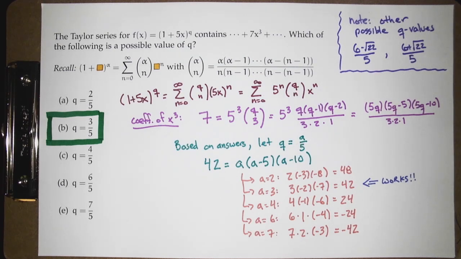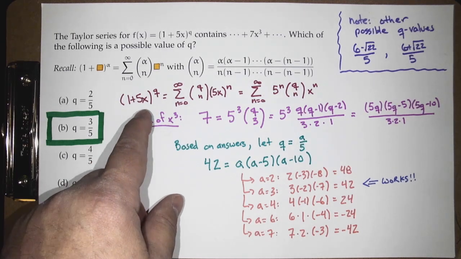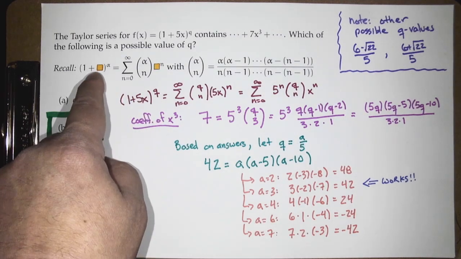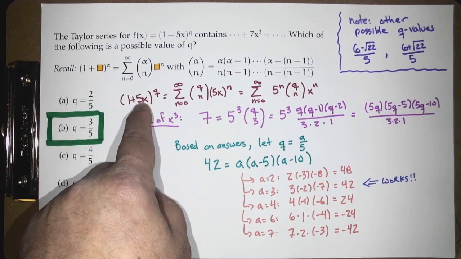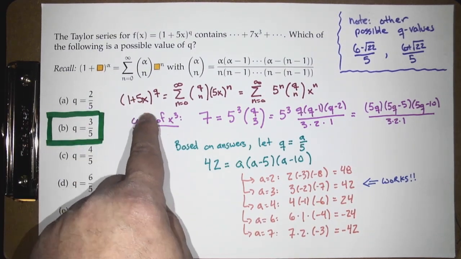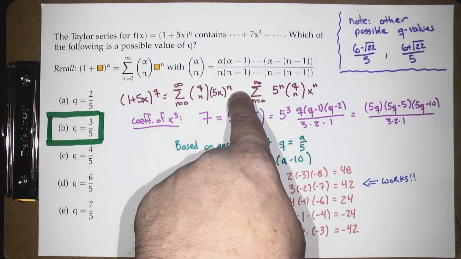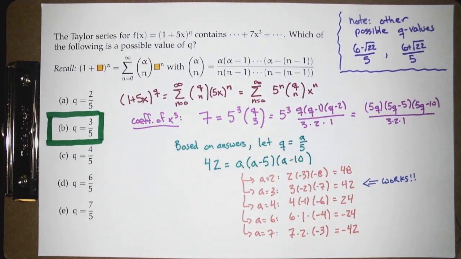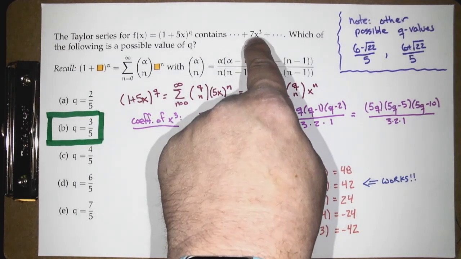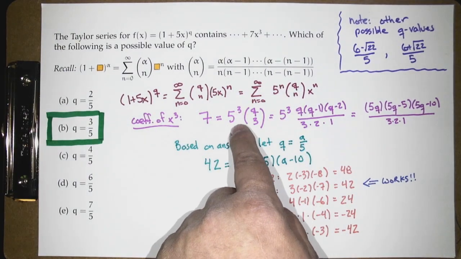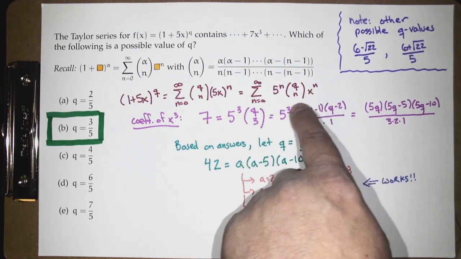Okay, so what's going on? Well, we have 1 plus 5x to a power. Notice there's a box here. In our case, the box is 5x. So that's the sum of q choose n, 5x to the n, which is really 5 to the n times q choose n. Let's look at the coefficient of x cubed. That would be if you plugged in n equals 3. So we have 7, because that's our 7, is 5 cubed, q choose 3. I'm just plugging in n equals 3.